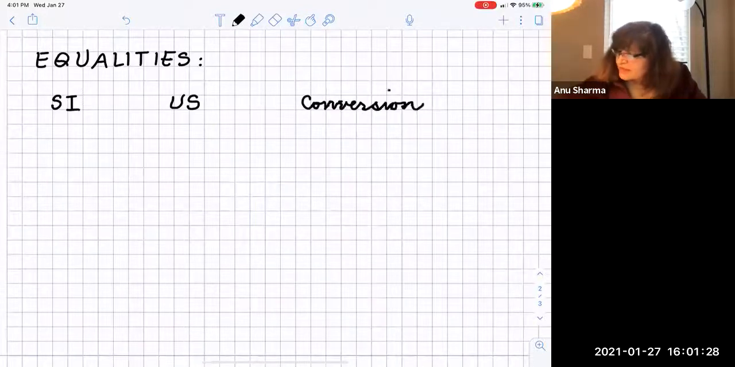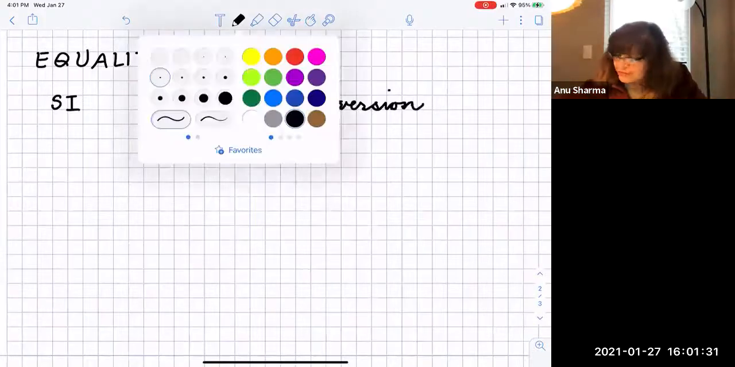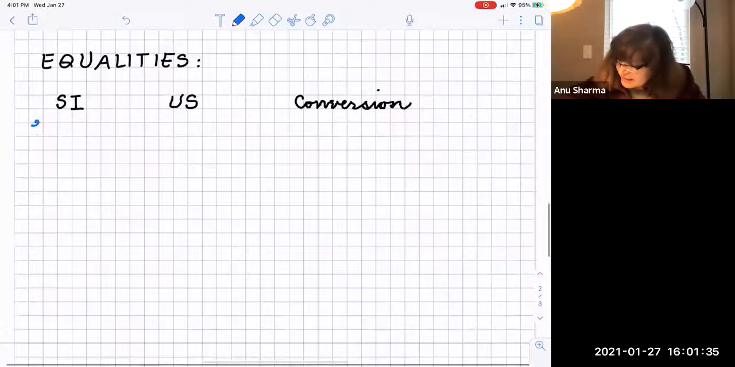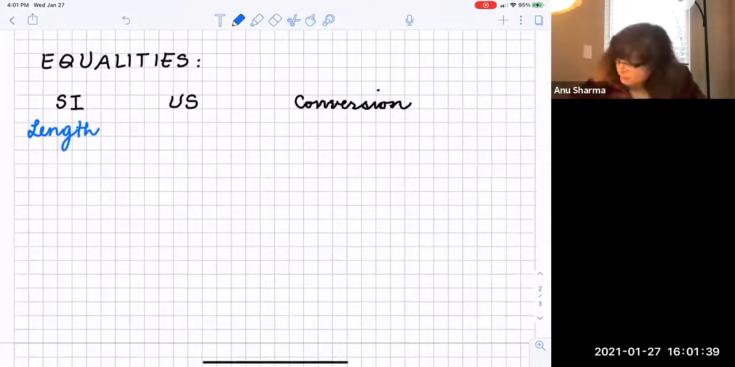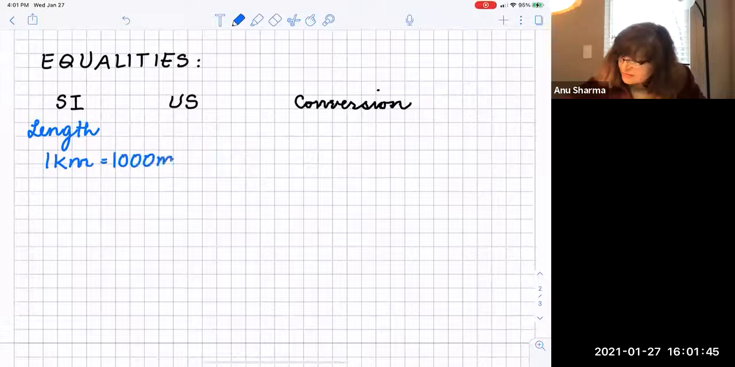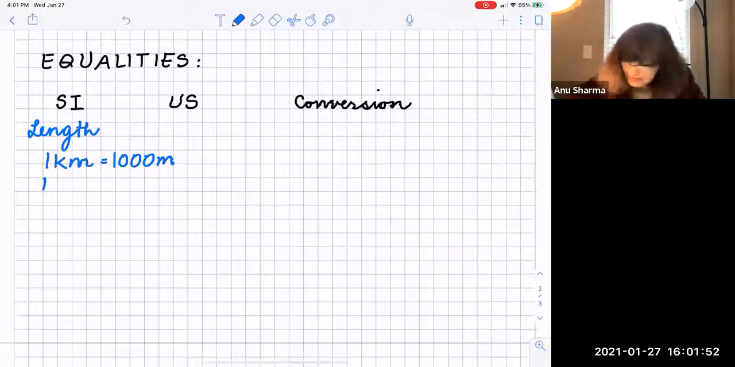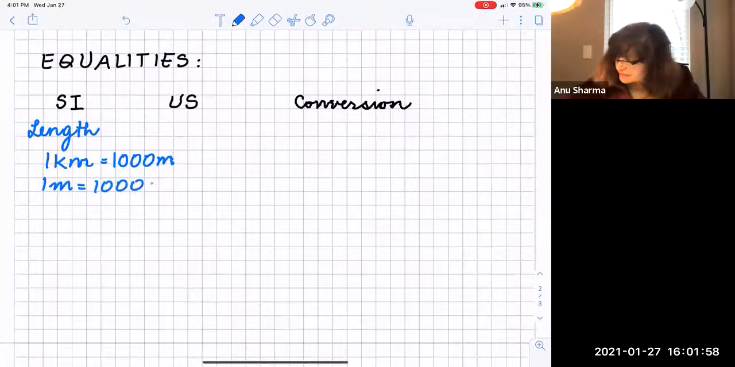So what does this mean? SI systems are, for example, in the case of length, if you're measuring something, 1 kilometer is equal to 1,000 meters. That is the SI system. Similarly, 1 meter is equal to 1,000 millimeters. That is the simple SI system.